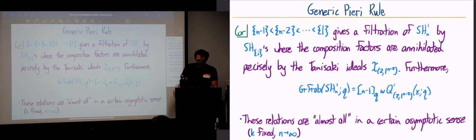So that's nice if we use this reverse lexicographic order. Then the composition factors indeed are annihilated precisely by, in this case, these Tanisaki ideals, I 2, 1 to the n minus 2. They're just not quite a vertical strip, one little box over from that. And in particular, combining it all, you do get the graded Frobenius series of this guy.